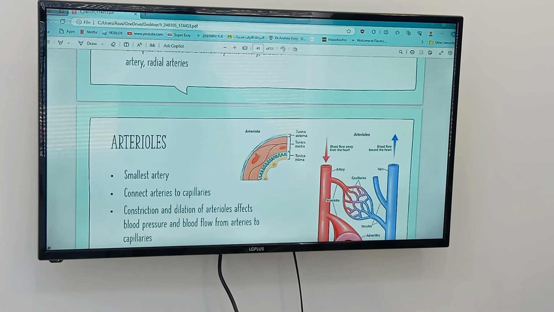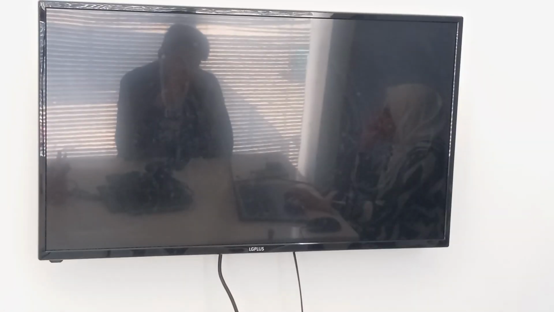Look, the anatomy of the wall. There is no fiber. Okay, we can see.